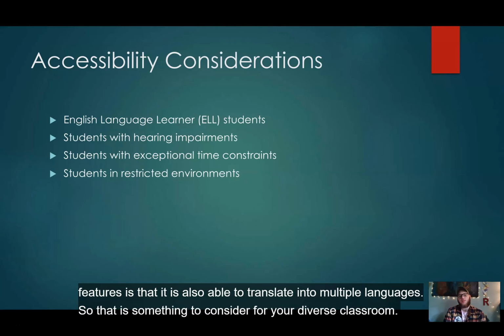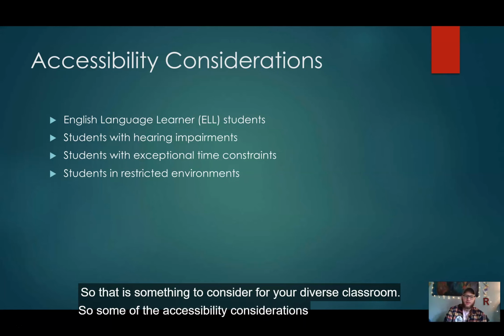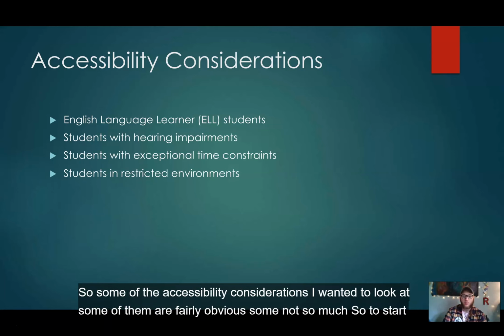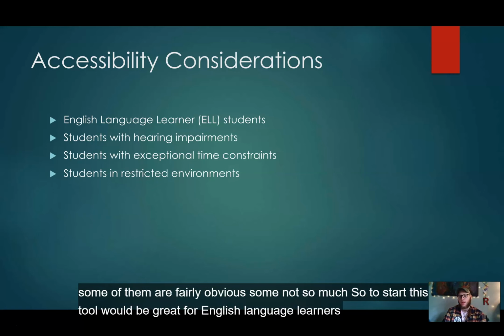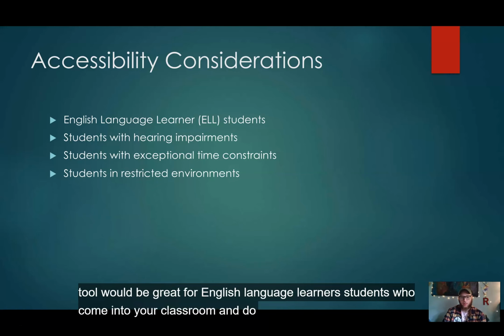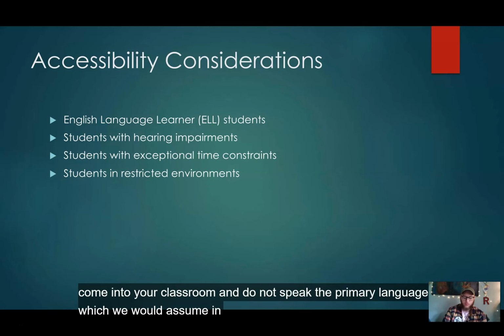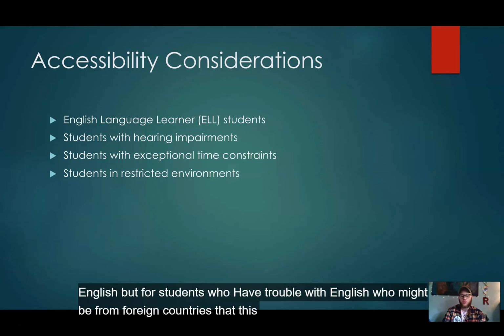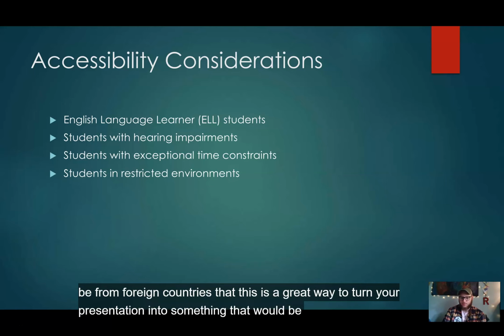So some of the accessibility considerations I wanted to look at, some of them are fairly obvious, some of them not so much. So to start, this tool will be great for English language learners. So students who come into your classroom and do not speak the primary language, which we would assume in the United States would be English. But for students who have trouble with English, who might be from foreign countries, this is a great way to turn your presentation into something that would be accessible for them.